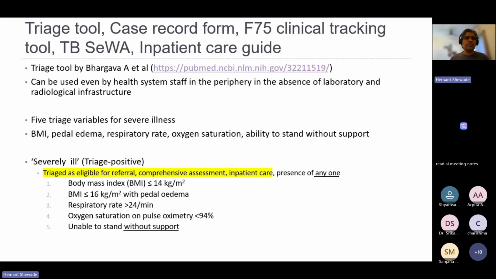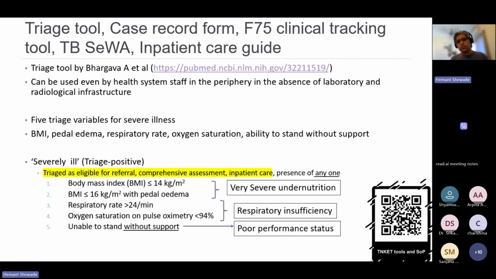They suggested that using BMI, pedal edema, respiratory rate, oxygen saturation, and ability to stand without support, which are 5 triage variables for severe illness, one can easily, even in resource constrained settings, identify these 5 indicators, and these 5 indicators will contribute to these 3 conditions.